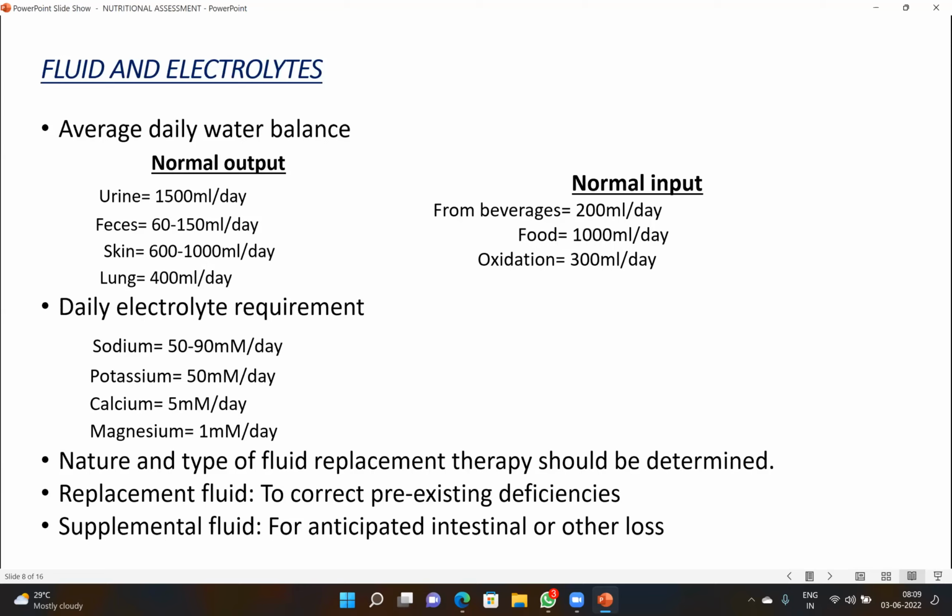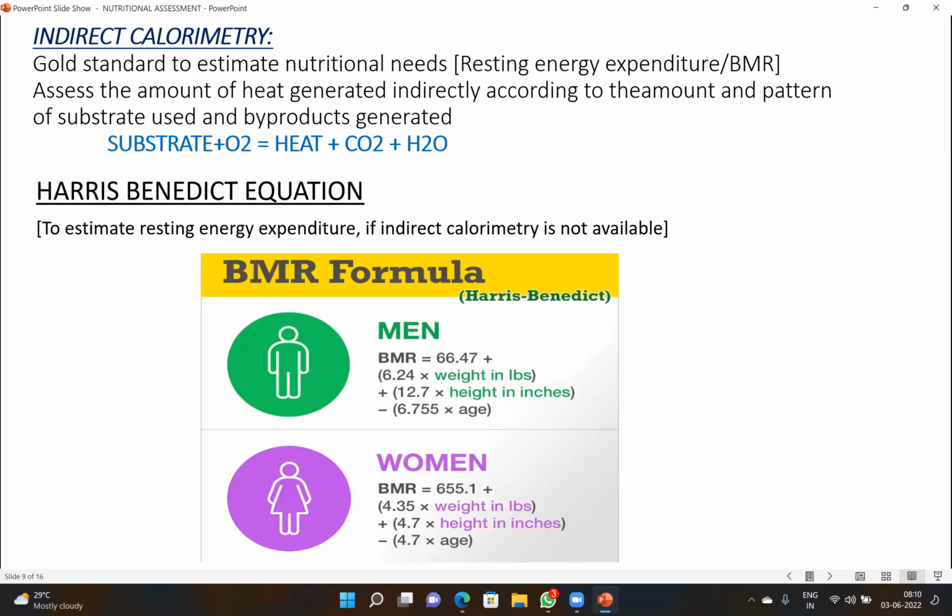We should determine the nature and type of fluid replacement therapy required in the patient. Like if patient is having diarrhea or vomiting, if the cause is burn or sepsis, there is replacement fluid to correct pre-existing deficiencies, and the supplemental fluid is used to supplement if we are anticipating there is going to be intestinal loss or other losses.